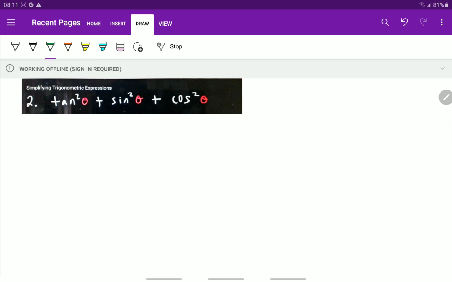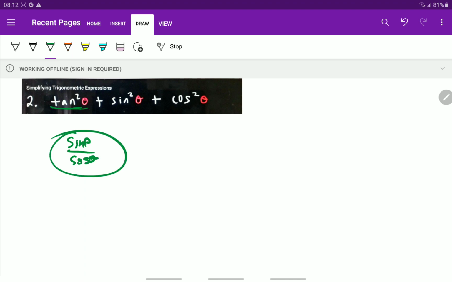Now question number 2. Simplify this. So we are adding all these terms. That's important. We are adding all these terms. So we can rewrite tan. Okay, so one thing that I see many beginners do, I mean, I used to do this myself, is you jump straight into expanding tan theta as what? Sine theta over cos theta.